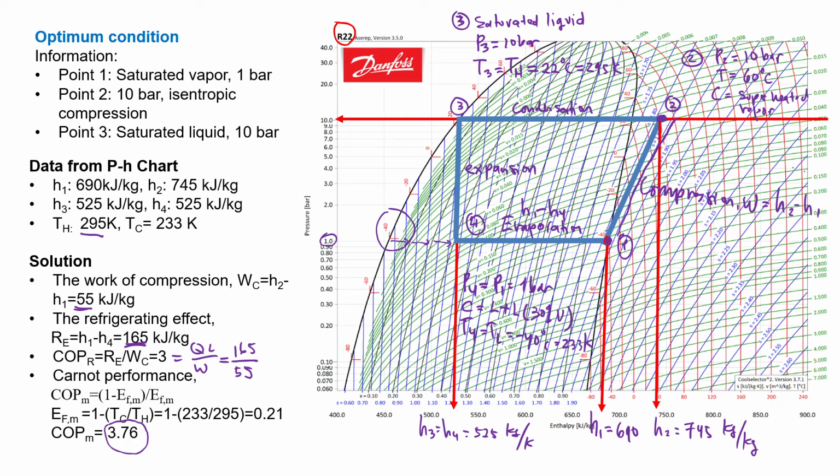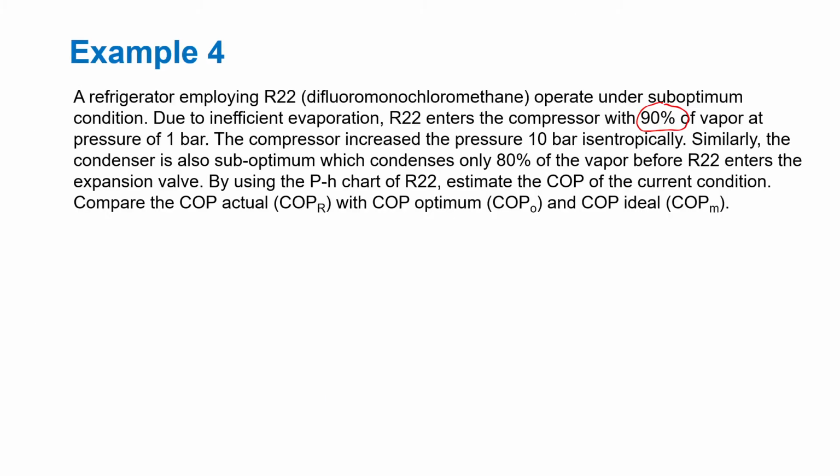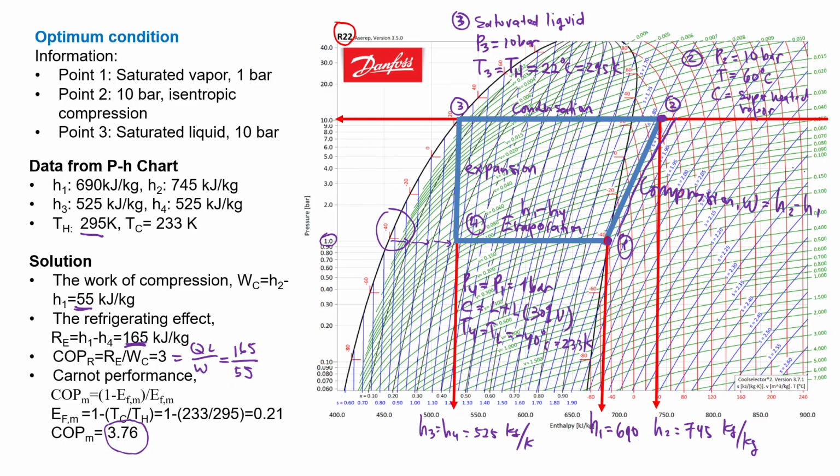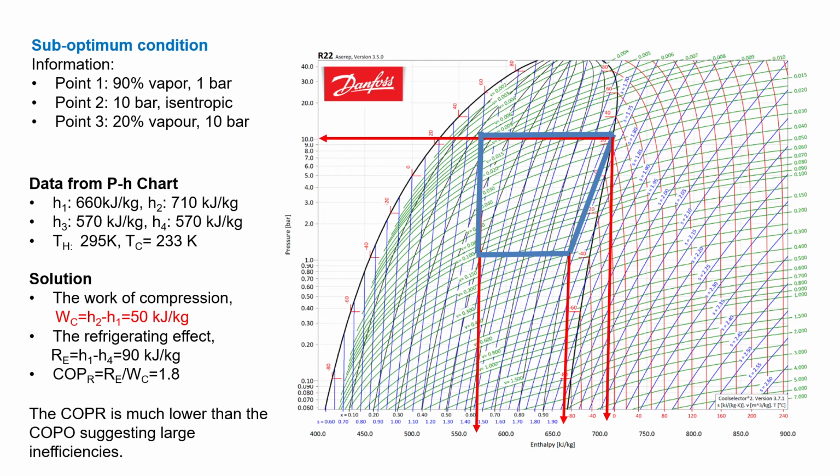Next question is, what is the current performance? If you go back to the problem, we have a sub-optimum operating refrigeration. When we analyze the sub-optimum condition, it is not exactly the same. We have to define each point. So now remember the information is we have 90% of vapor at 1 bar. So we have pressure at 1 bar here. Instead of being at saturated liquid, it is a little bit on the left.